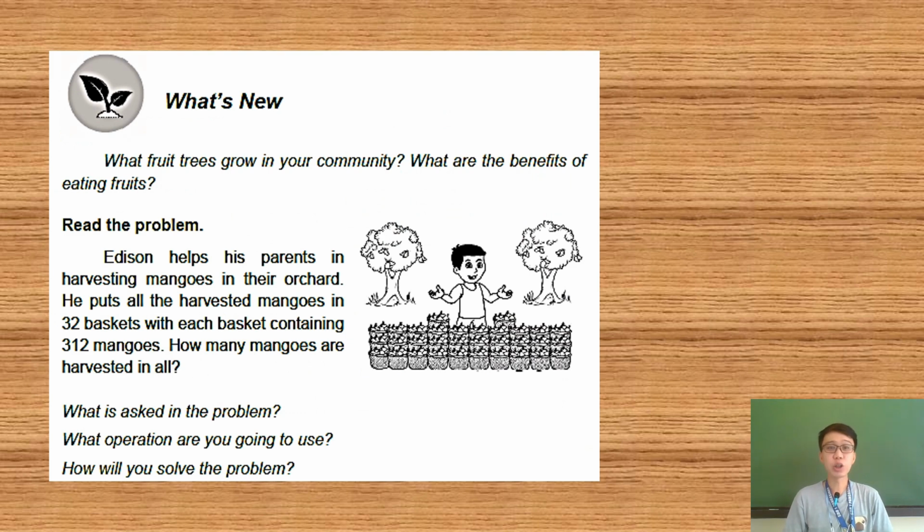What fruit trees grow in your community? What are the benefits of eating fruits? Let's read the problem. Edison helps his parents in harvesting mangoes in their orchard. He puts all the harvested mangoes in 32 baskets, with each basket containing 312 mangoes. How many mangoes are harvested in all? Let's answer the following questions. What is asked in the problem? What operation are you going to use? How will you solve the problem?